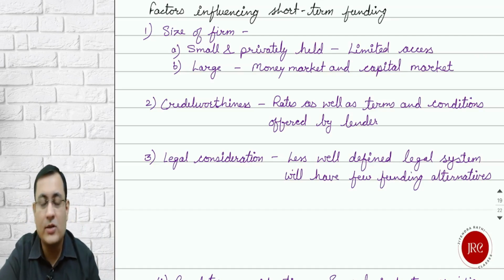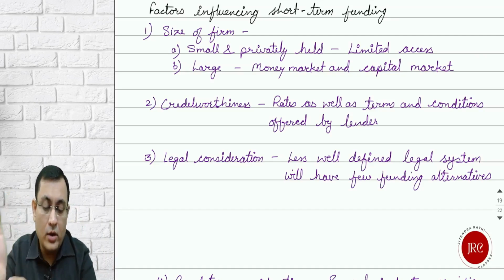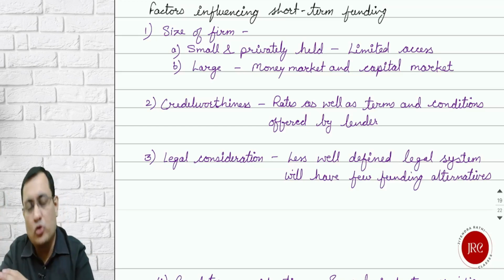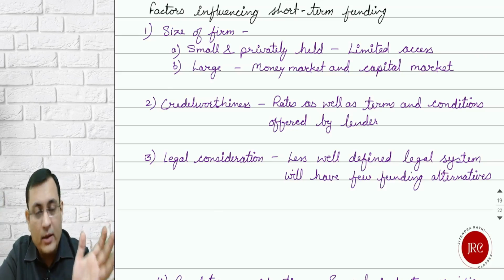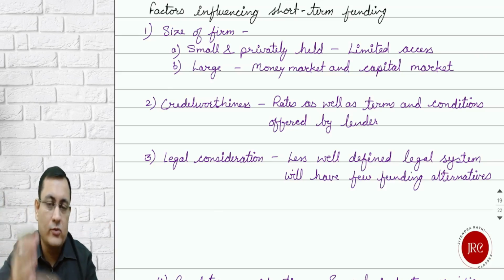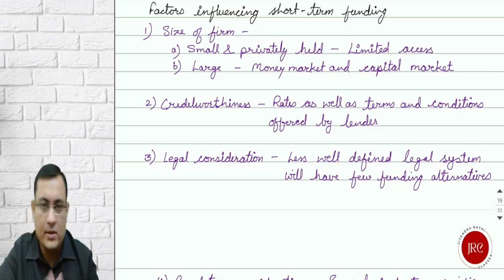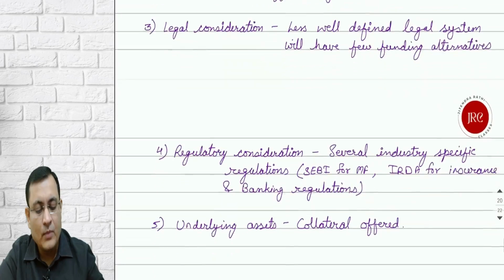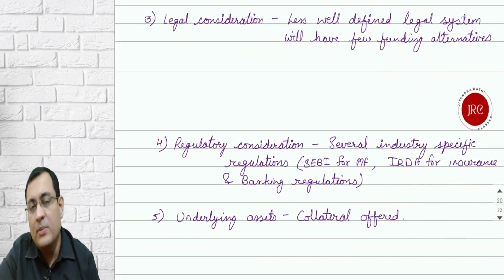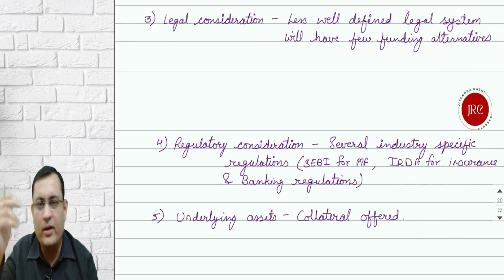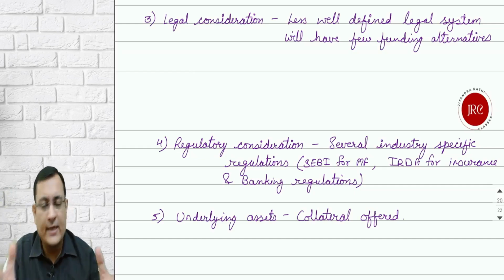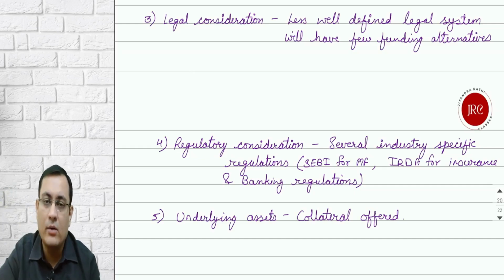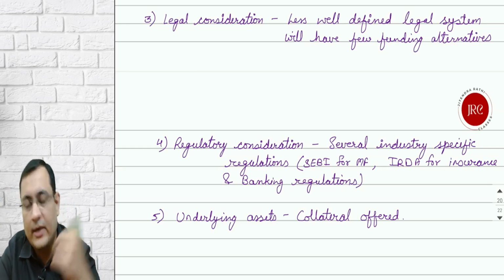Next, legal consideration. In an economy having a good legal system, more sources will be available. In an economy with an underdeveloped legal system, fewer alternatives will be available because people will feel more risk in providing short-term funding. Regulatory constraint: some businesses, generally banking, financial services, the mutual fund industry and the insurance industry, have certain regulatory requirements for raising short-term finance. And the last one is the underlying asset, the collateral to be provided for raising these funds.